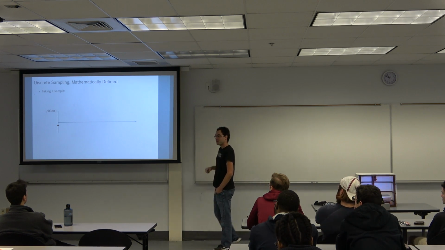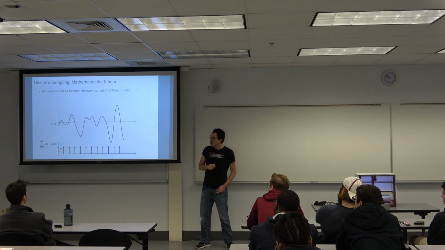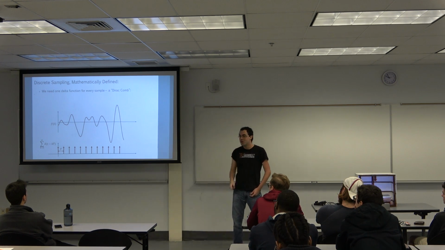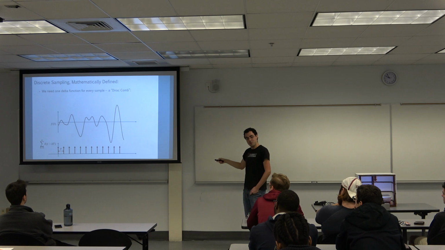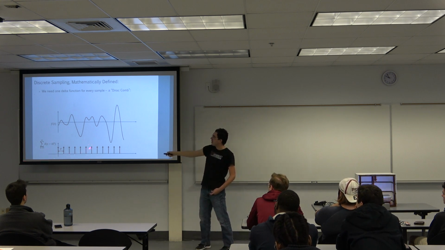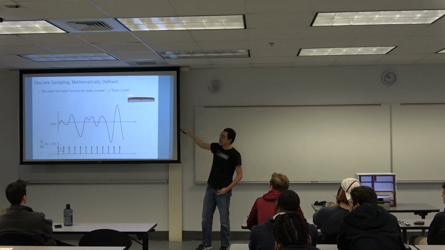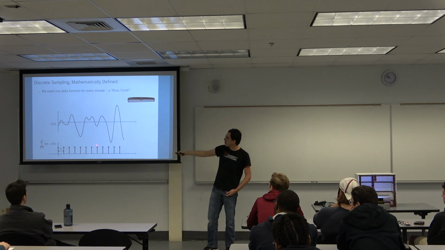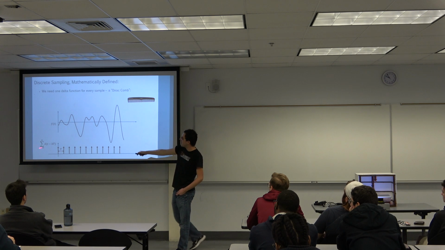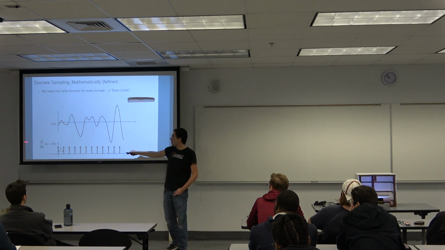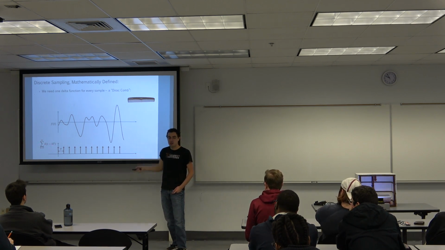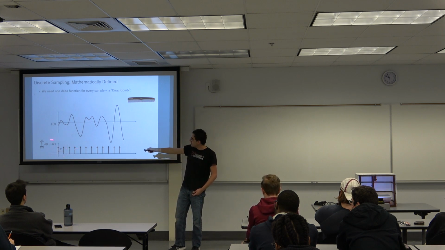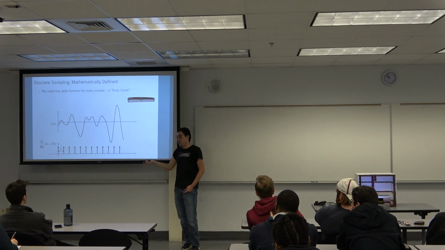We need more points. So for that, we need what's called a Dirac comb, which is a set of delta functions spaced by the sampling time. And it's like a comb, right? It looks like a comb. And this is the mathematical definition. So we have the summation of the delta functions delayed by kT, where k is some integer number, and capital T is the sampling period.